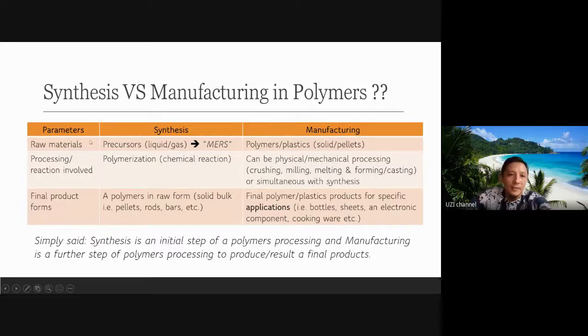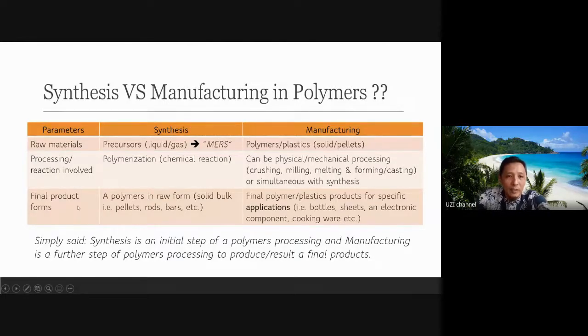And about the processing or reaction involved, synthesis can involve chemical reactions because in the synthesis we make a polymer from monomers. It can be the polymerization process. But in the manufacturing, it can be physical or mechanical processing like crushing, milling, melting, and forming or casting, or simultaneous with synthesis.